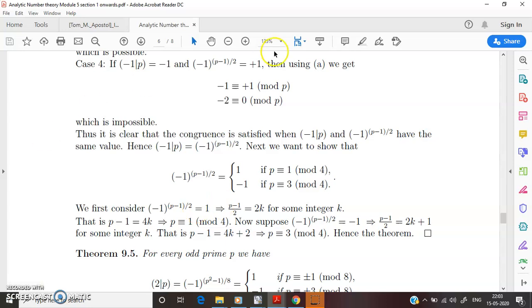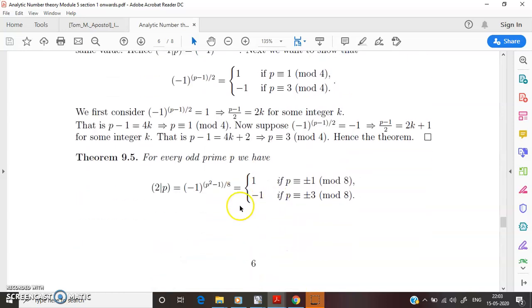And in the other way also you can do this, because if you take p is congruent to 1 mod 4, then p minus 1 is divisible by 4, so p minus 1 can be taken as 4k, and that means (p minus 1)/2 is 2k, which is an even number. So the value of (-1) raised to (p minus 1)/2 will be 1. In that way also you can prove it, the other way around. So this way you can prove this result.